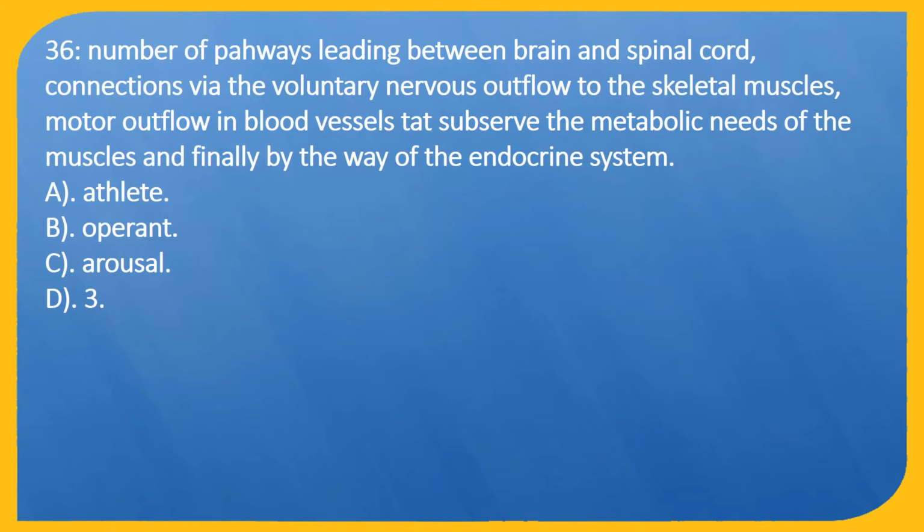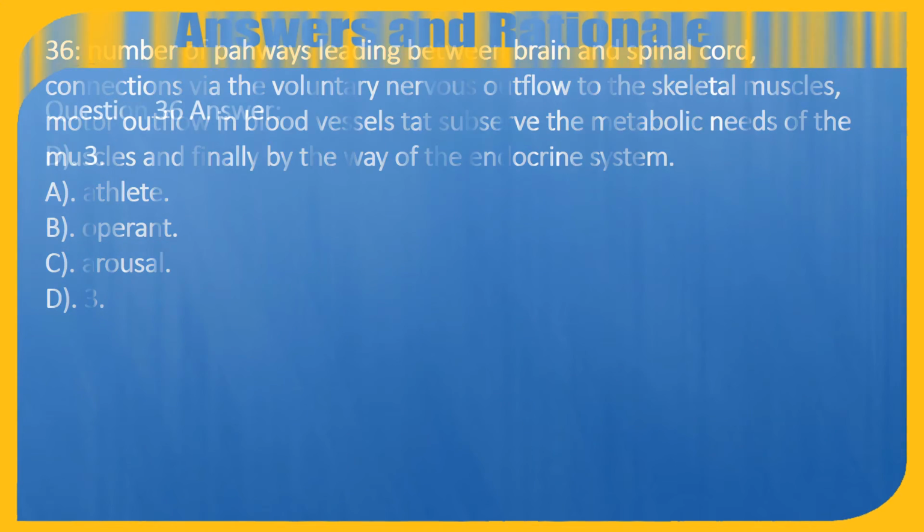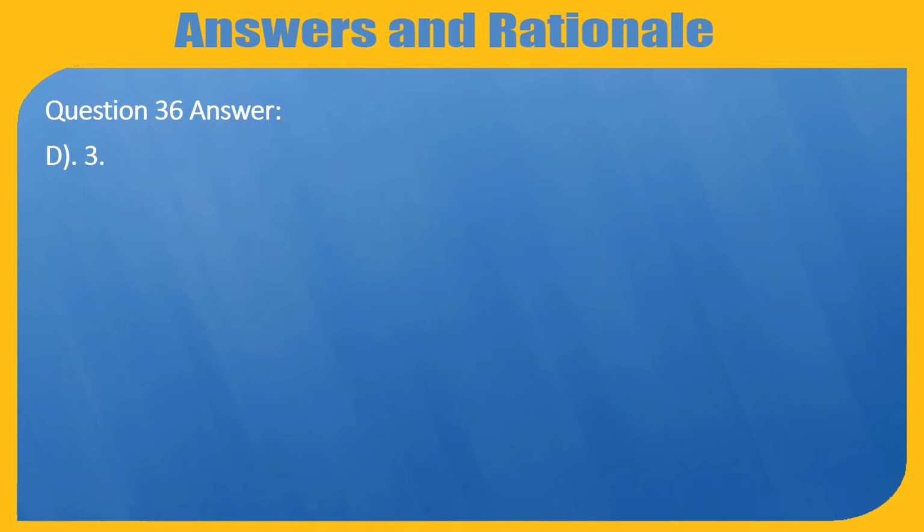Question 36. Number of pathways leading between brain and spinal cord: connections via the voluntary nervous outflow to the skeletal muscles, motor outflow to blood vessels that subserve the metabolic needs of the muscles, and finally by way of the endocrine system. A. Athlete. B. Operant. C. Arousal. D. 3. Question 36. Answer. D. 3.